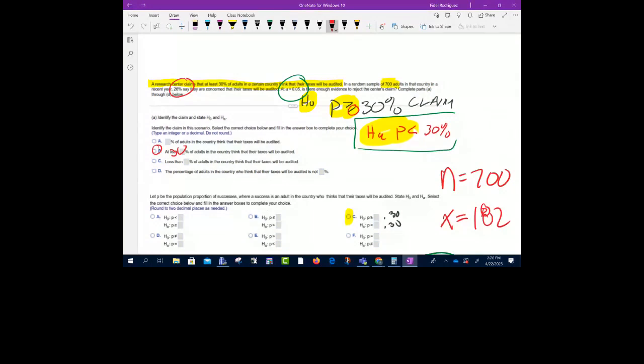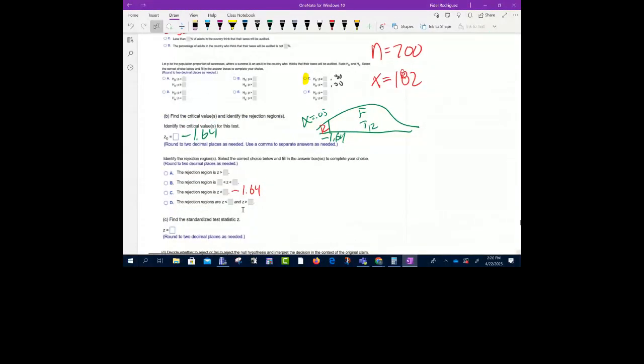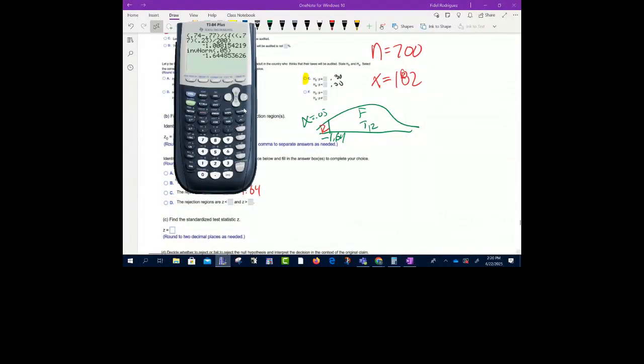The way we're going to find our standardized test statistic, we're going to use our calculator, okay? So look, guys, I'm going to grab my calculator here. I'm going to clear it out. I'm going to go to stat. I'm going to go to tests. And I'm going to do number 5, the one proportional z-test.